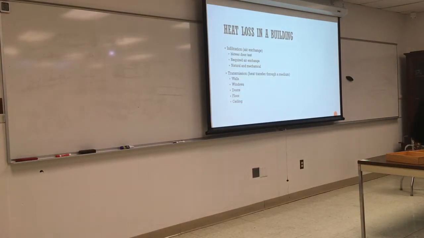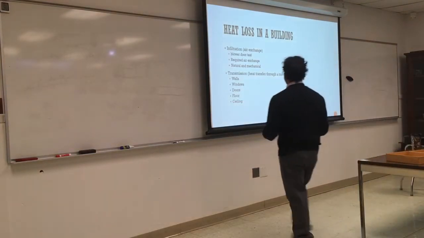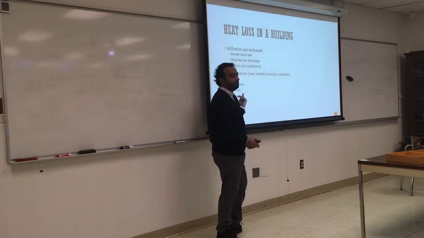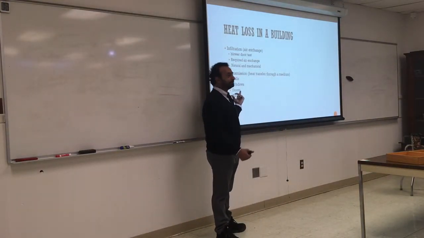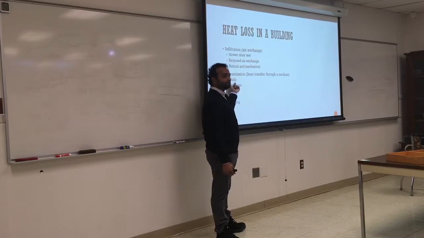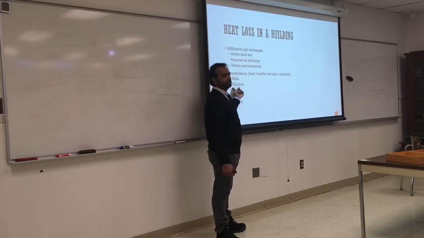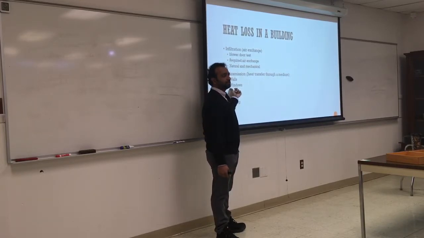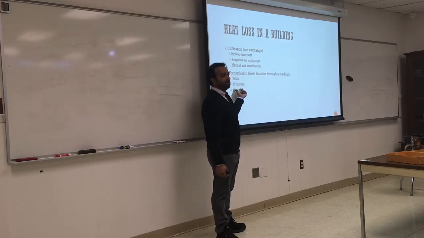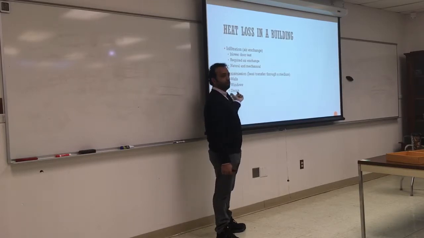Transmission has to be through a medium, which means through a material, either the walls or windows. We talked about windows for a week. We said windows are the worst enemy because they transfer a lot of heat, but there are ways around it. Doors can be an issue because they open and they're large.